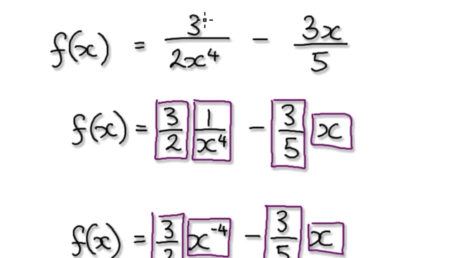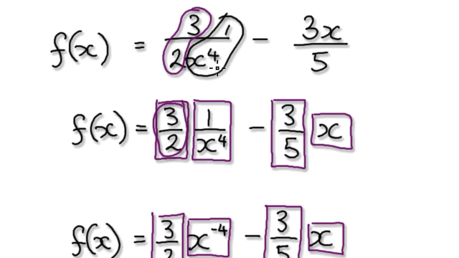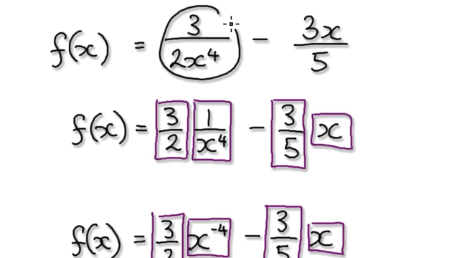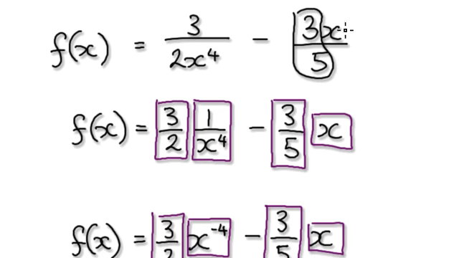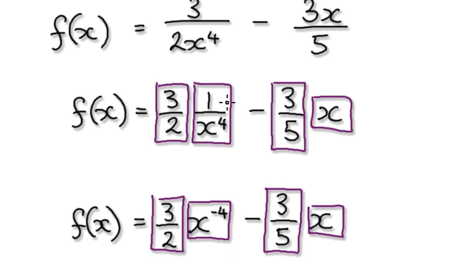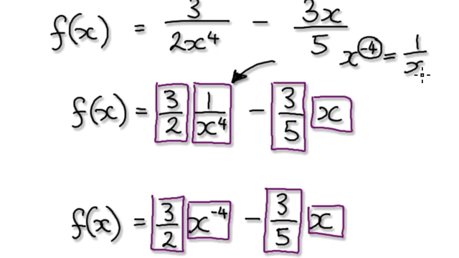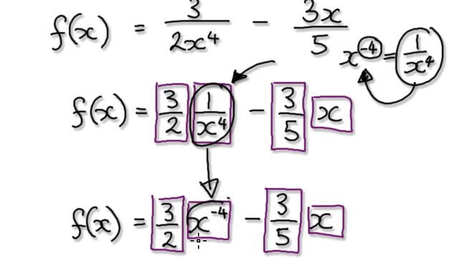Okay, so to do this, visualize this thing as one block multiplying another block. And this one here, visualize as one block multiplying this block here. Now, remember from our section on indices, whenever you have x to the power of minus something, we don't really understand what it means to have a power of minus 4. So we immediately jump to 1 over x to the power of positive 4. Here we are jumping backwards, so whenever you see this, you're allowed to do this.